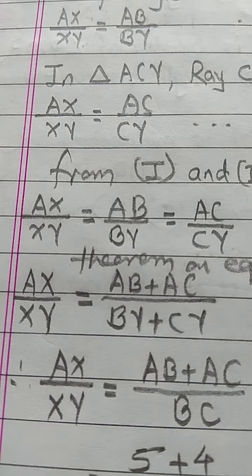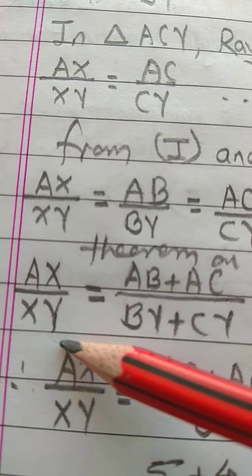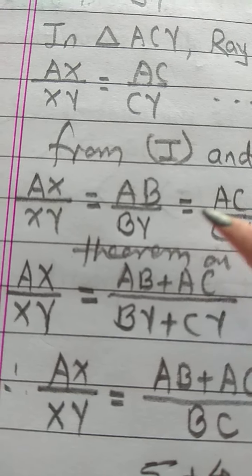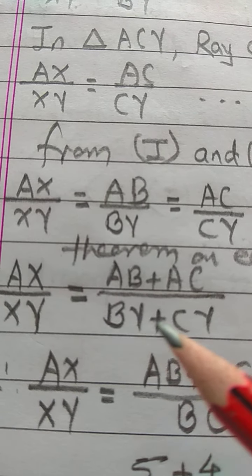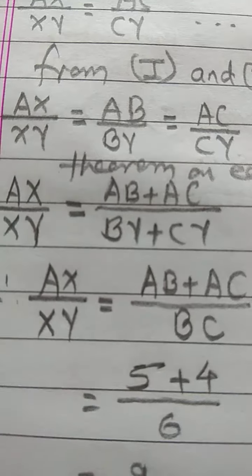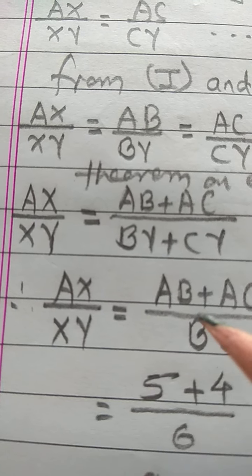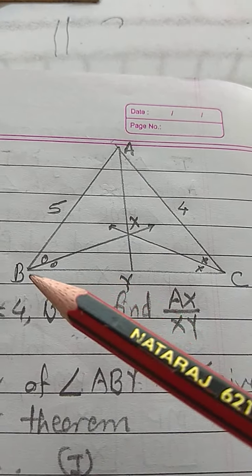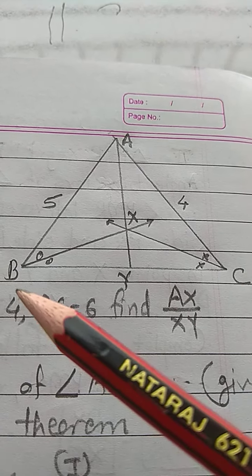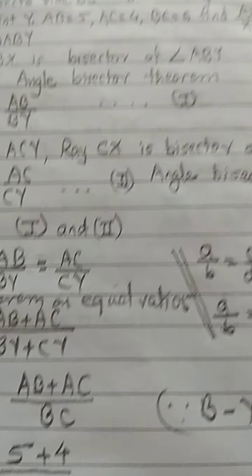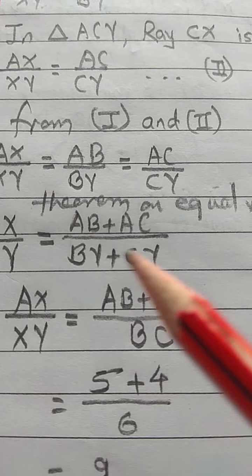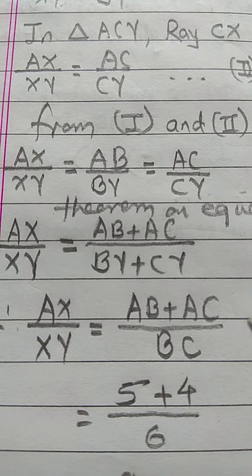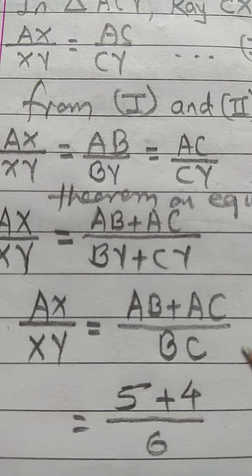If these ratios are equal, then each ratio should be equal to this numerator plus numerator upon denominator plus denominator. AB plus AC as it is, but BY plus CY. See, what is BY plus CY? BY plus CY is nothing but BC. Okay, so BY plus CY is BC. This is the different step we have done here.